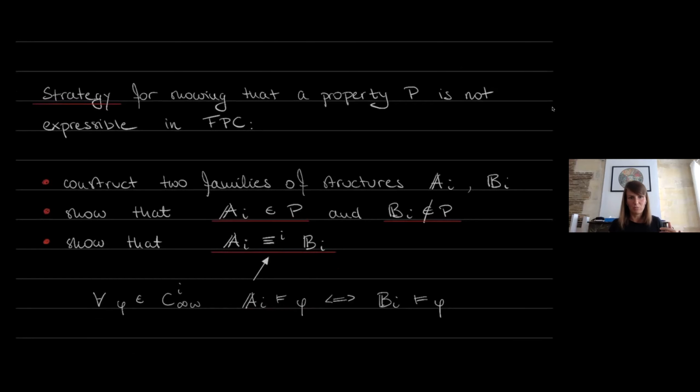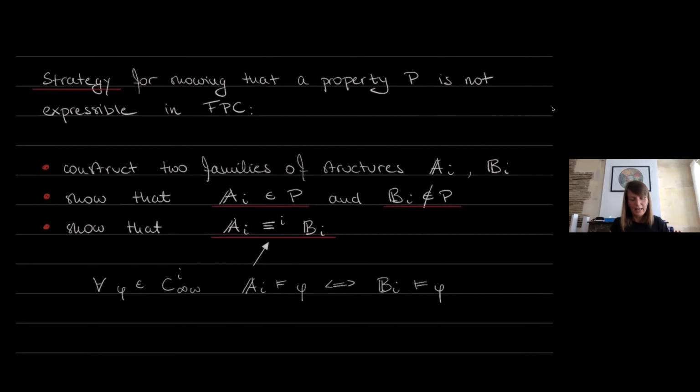To show that some property is not expressible in FPC, we show that it's not expressible in this infinitary counting logic. We do this by constructing two families of structures, structures A_i and structures B_i, such that structures A_i have the property that we are talking about and structures B_i do not. And we show that for every i, structure A_i and structure B_i satisfy exactly the same sentences of this infinitary counting logic with i variables. I think it's pretty clear that if we are able to construct this kind of family of structures, then the property cannot be expressed by a formula of this infinitary counting logic with any number of variables. So this is how this inexpressibility result goes.